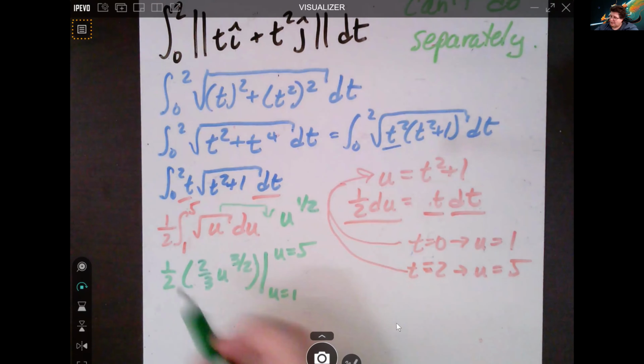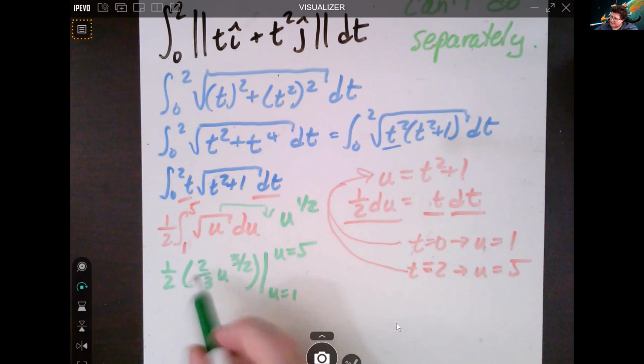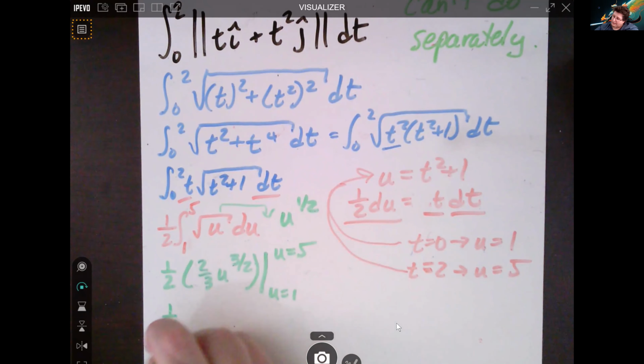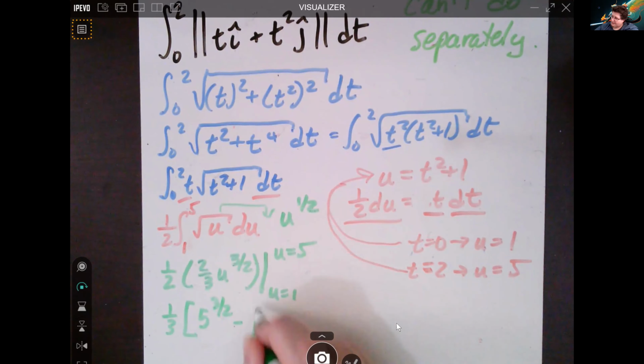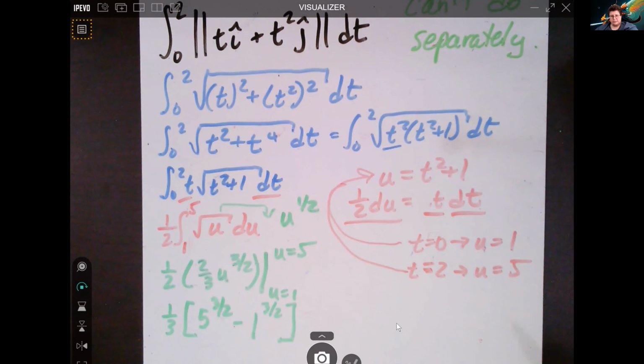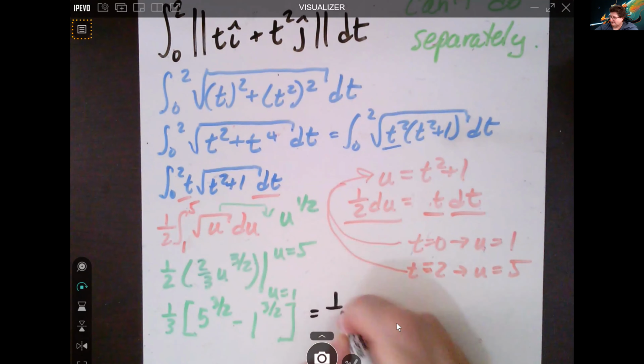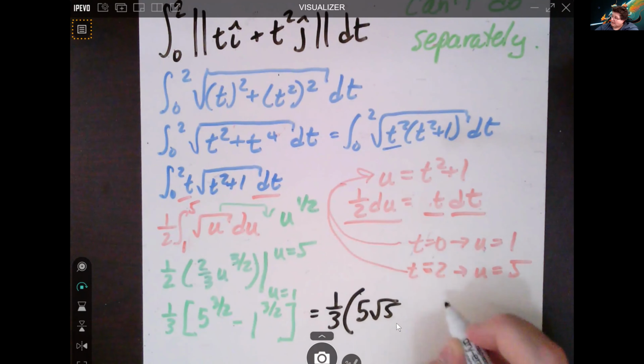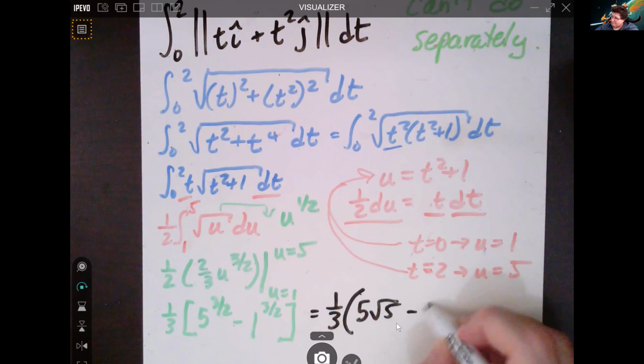All right, so the 1/2 and the 2/3, this is just 1/3 out front, and we are doing 5 to the 3/2 minus 1 to the 3/2. 5 to the 3/2 is 5√5. And 1 to the 3/2 is just 1.